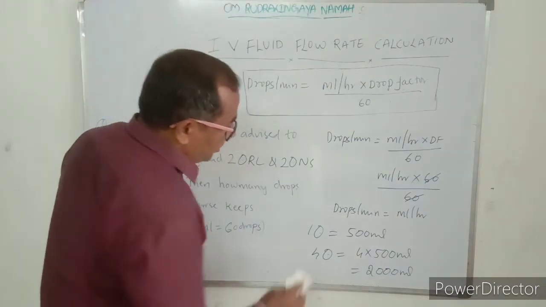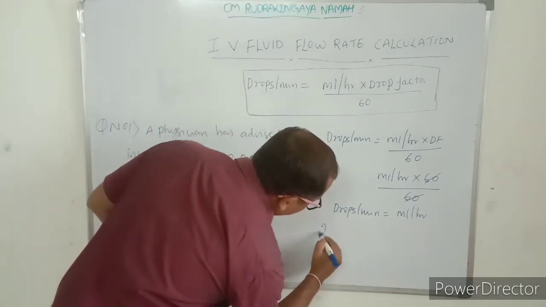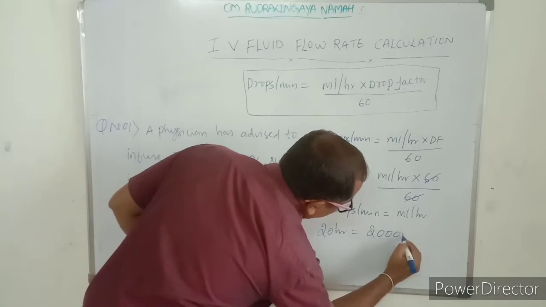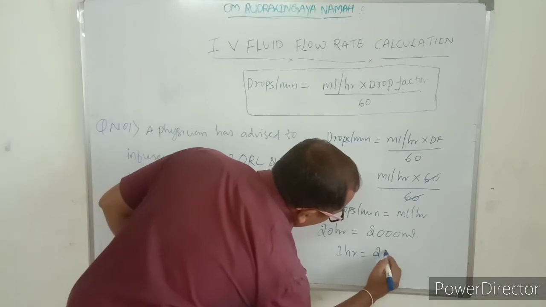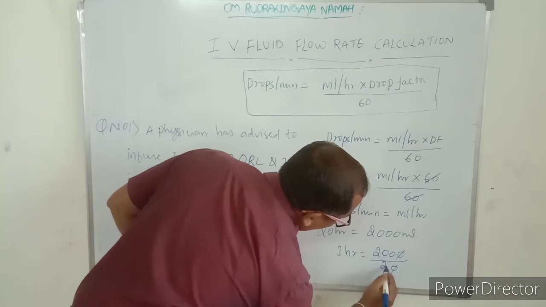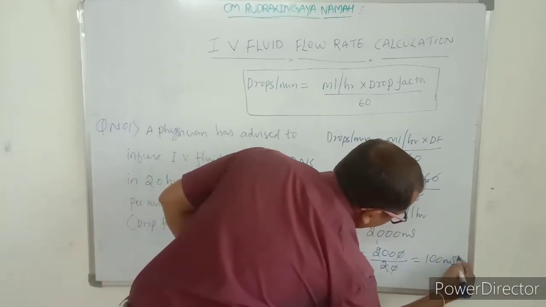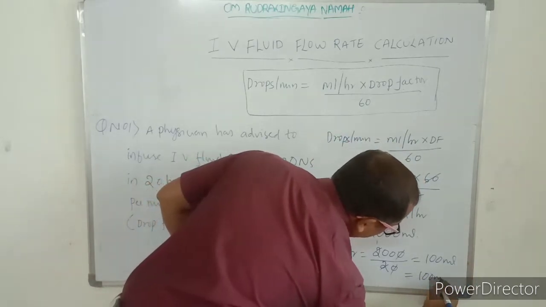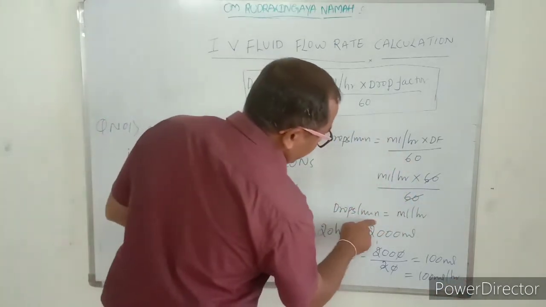So in 20 hours, 2000 ml, that is 4 pints, has to be infused. In 1 hour, 2000 divided by 20, that is 100 ml to be infused in 1 hour, that is nothing but 100 ml per hour. So this is 100 ml per hour, means here drops per minute is equal to ml per hour.